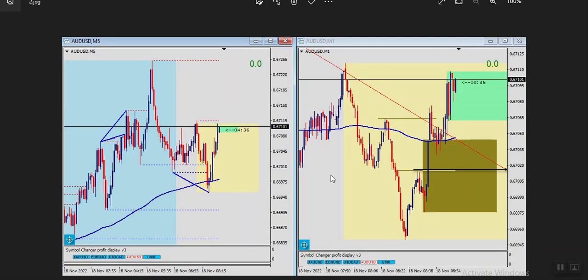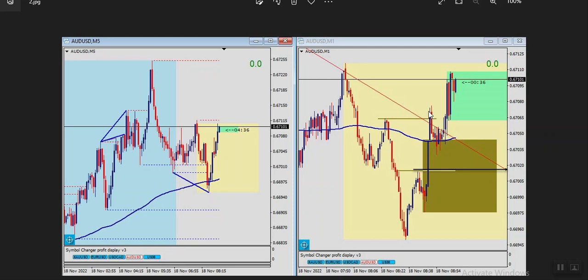So let's see what happened. So this is one of the ways I take entry on this. I will wait for price to break a trend line on the 1 minute time frame. So this is where price broke the trend line, and we have this huge fair value gap. Price pull back to retest it.